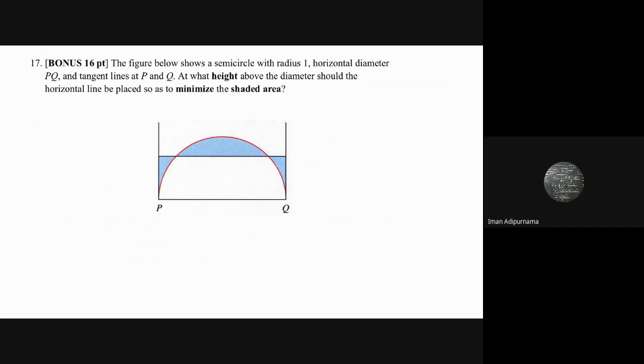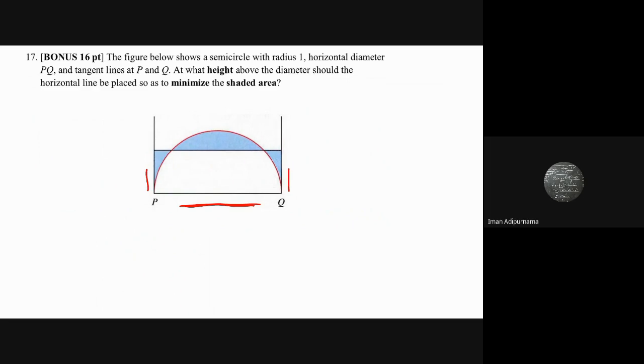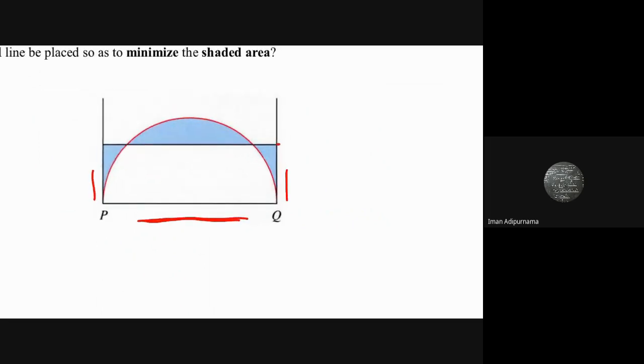Okay, so we have a tangent line at P and Q. So this is a tangent line, right? This is the diameter, and this is the horizontal line.